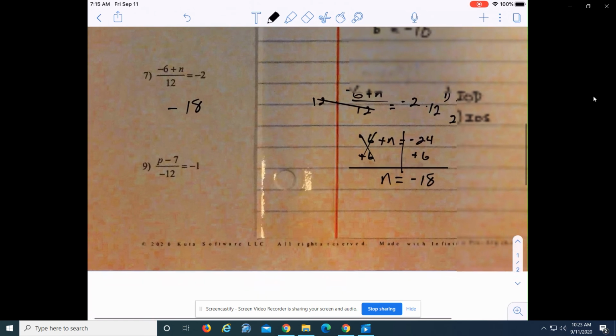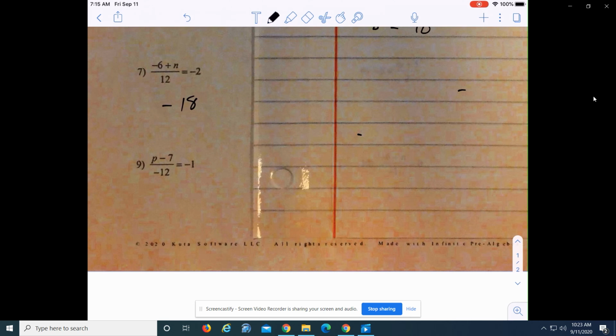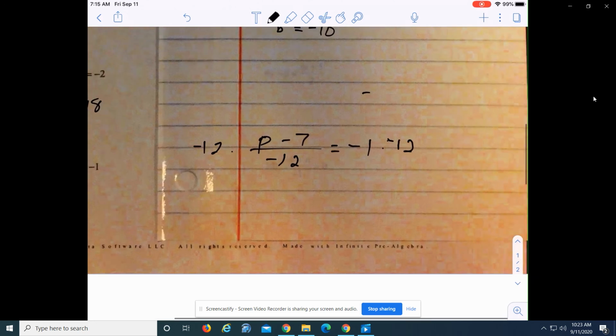And for our last and final problem, it says p minus 7 over negative 12 equals negative 1. First step is to do the inverse of division, so we're going to multiply by negative 12. Those cancel out. p minus 7 drops down. It's going to be equal to negative 1 times negative 12 is positive 12.